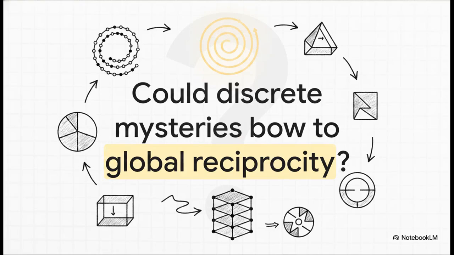We've just seen how a notoriously chaotic discrete sequence is ultimately tamed by zooming out to a global, continuous framework. And it leaves us with a truly profound thought to ponder. Could the universe's most complex discrete mysteries all ultimately bow to the continuous authority of global reciprocity? It really makes you wonder what other seemingly impenetrable math problems might be solved by shifting our perspective to the absolute ledger of the Adele ring.